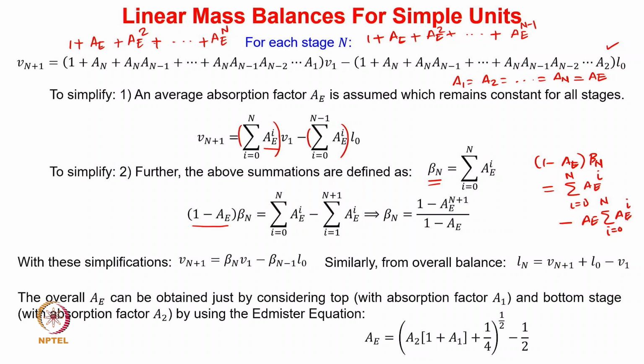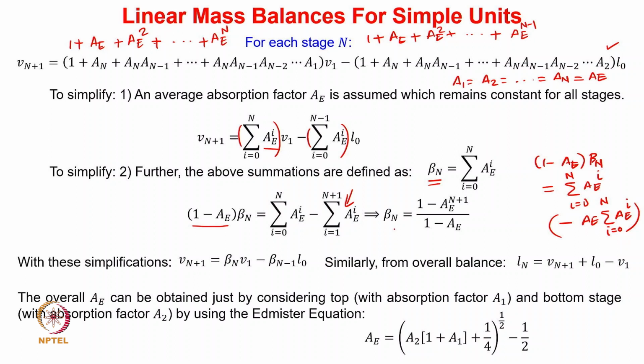Now this AE is multiplied here, so the 1 in this entire equation will get converted to AE. So this summation will start from I equals 1 and go up to n plus 1. So that's what we have obtained. The second term will be nothing but this.